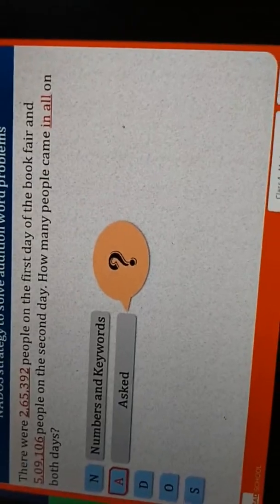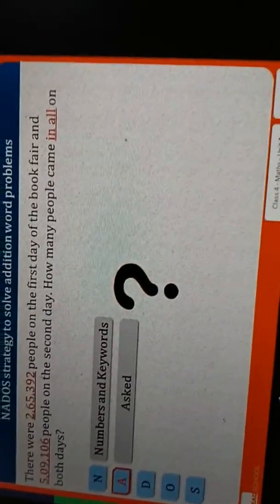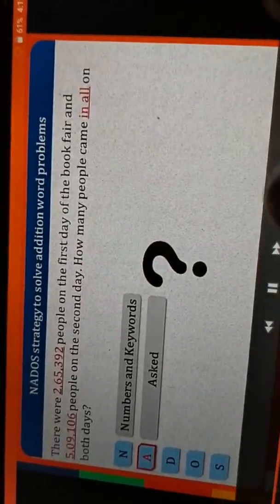Next, we have A, which stands for asked. So, what is asked in the question?